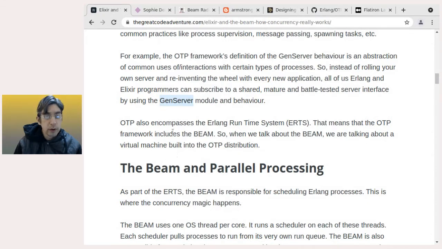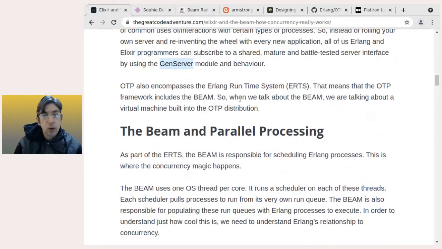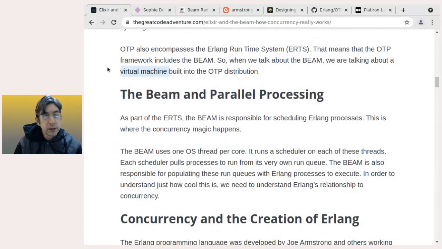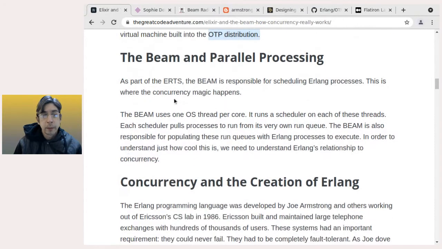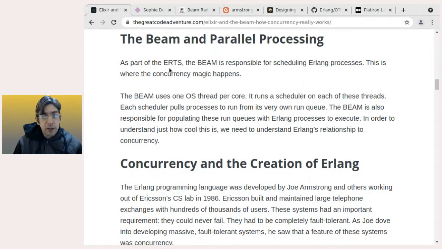OTP also encompasses the Erlang Runtime System, ERTS. That means that the OTP framework includes the BEAM. So when we talk about the BEAM, we are talking about a virtual machine built into the OTP distribution. Great. The BEAM and parallel processing. As part of the ERTS, the BEAM is responsible for scheduling Erlang processes. This is where concurrency magic happens.